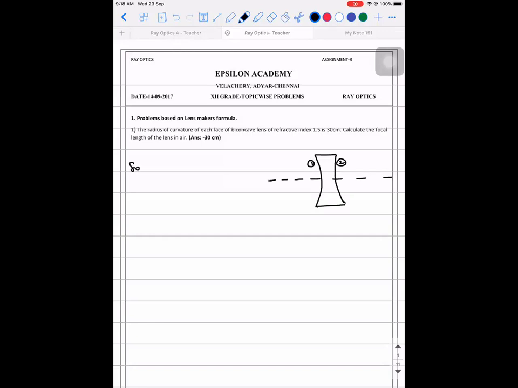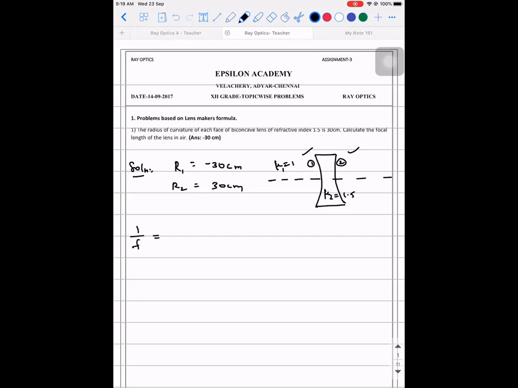Now, what is the value of R1 and R2? So this has the radius of curvature, this also has the radius of curvature. What is the value of R1 and R2? 30 centimeters. See, it is minus 30 and plus 30. Whenever I ask you, you need to tell with sign convention. So R1 is minus 30 centimeter, R2 is plus 30 centimeter. Now, outside medium is air, means mu1 is 1. Let the refractive index of the glass be mu2, which is how much? 1.5, or you can take it as 3 by 2, right?